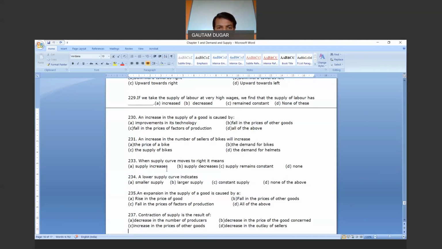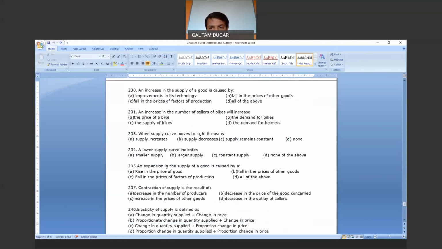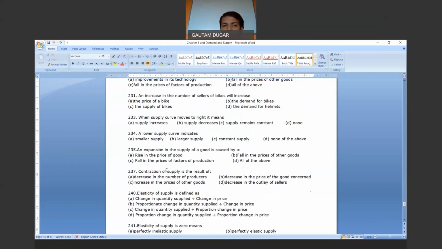To 30, an increase, yes, Tanu will get it. An increase in supply of a good is caused by 230. Yes, answer is D, all of the above. 231, increase in number of sellers of bike will increase the supply of bikes. 231 was C. 233.